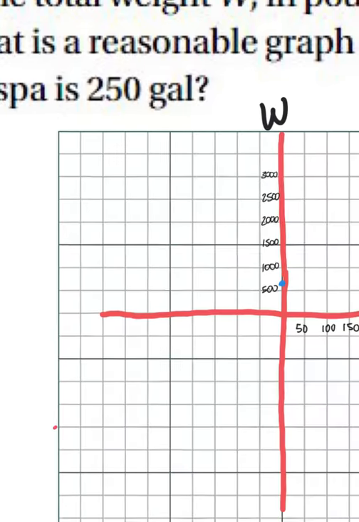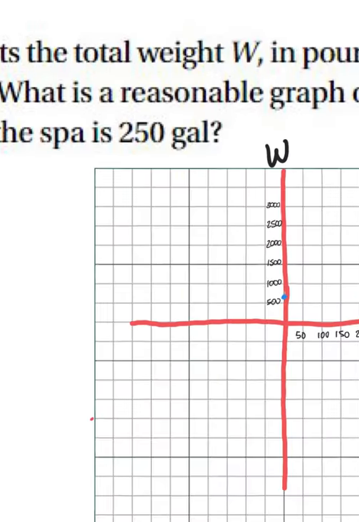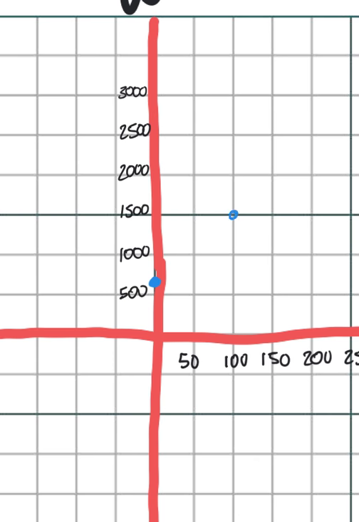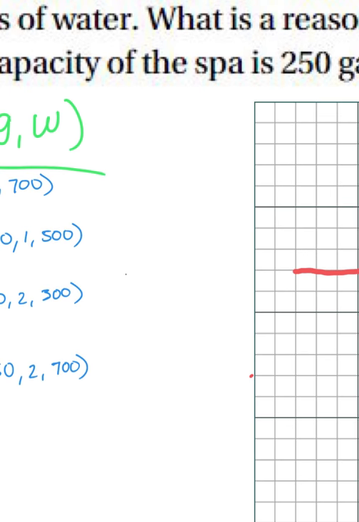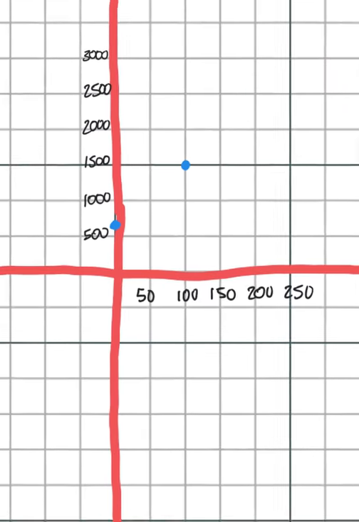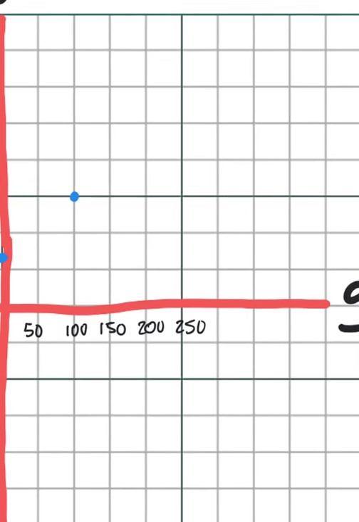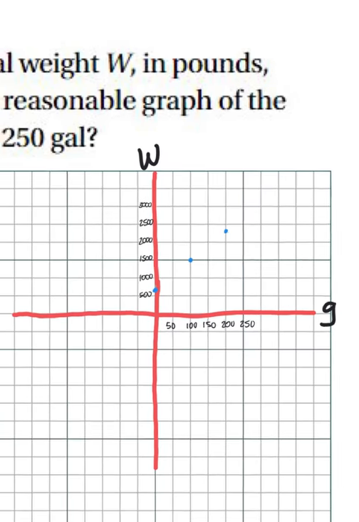Okay, so that's our first point. Our second point is at 100 in G, so that's going to be the second increment, and then it's going to be 1,500. So it's going to be right where they cross. So at 100 and then 1,500. Next one, we've got 200 and then 2,300. So we've got 200, so that's all the way over here, and then 2,300. So let's go over to 200. 2,300 is in between 2,000 and 2,500, a little bit more towards the 2,500. That's right here.